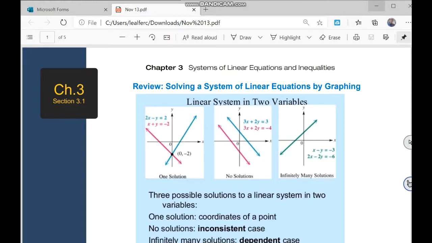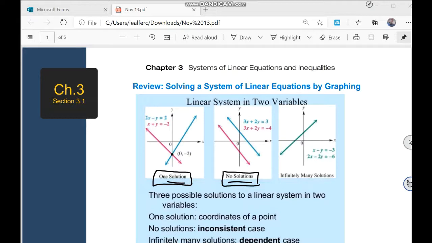The first situation is when the graphs cross in one point, and this is when we're going to have one solution for the system of linear equations. The second case is when the lines are parallel. If they are parallel, then they will have no intersection, they will not cross at any point, so they will have no solution.